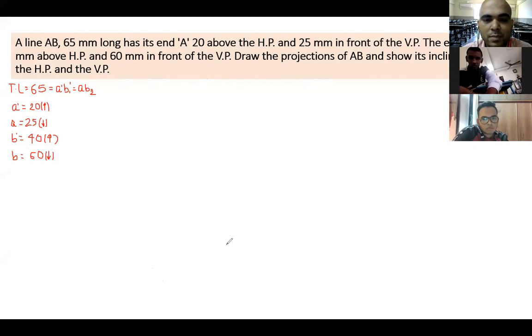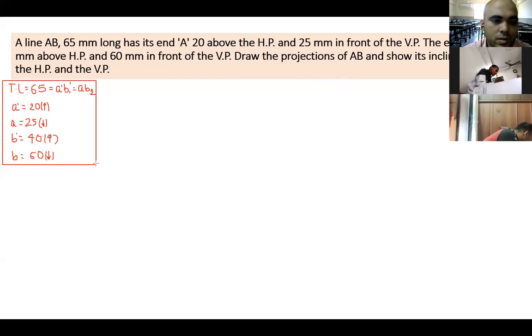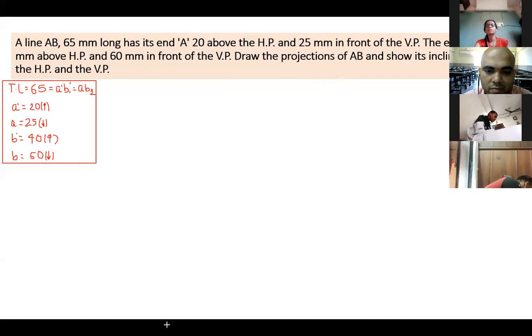Everything in pencil, not pen. Keep the pen away. Now only everything in pencil. Now draw the projection of AB, show its inclination with HP and VP. These are the data given here and we have to follow this. If you will not make a table, that is fine, but I have just shown you that this is the data. Write the data on the sheet.